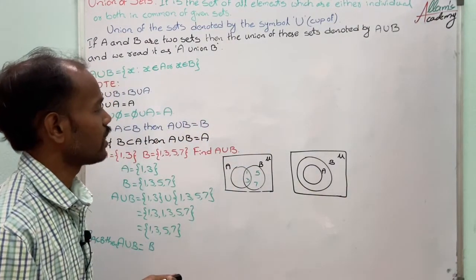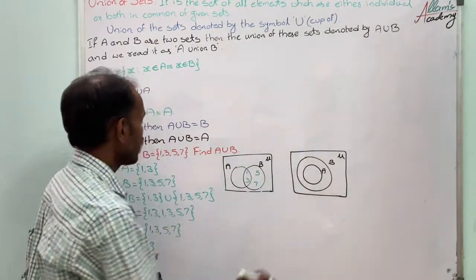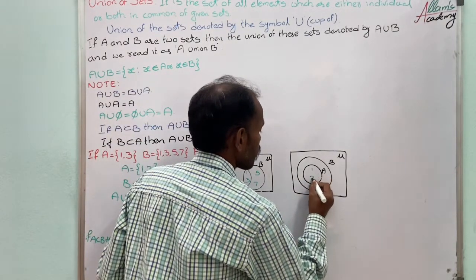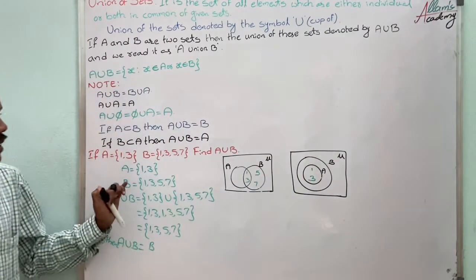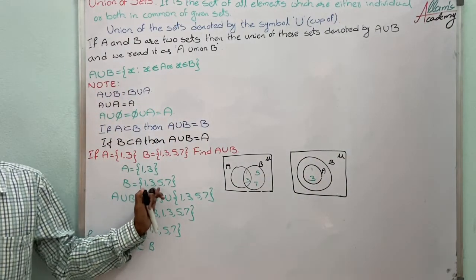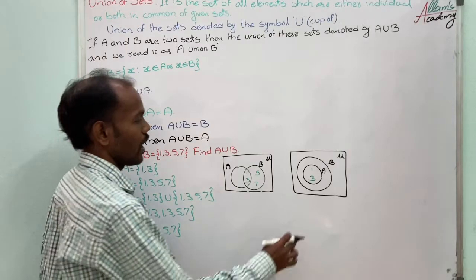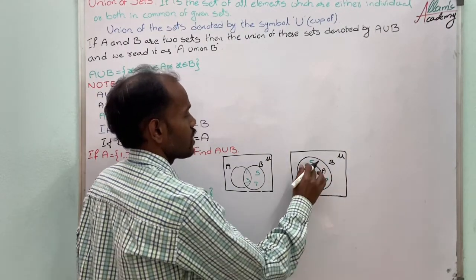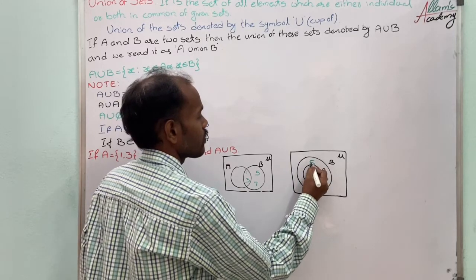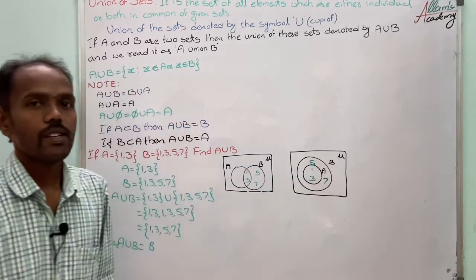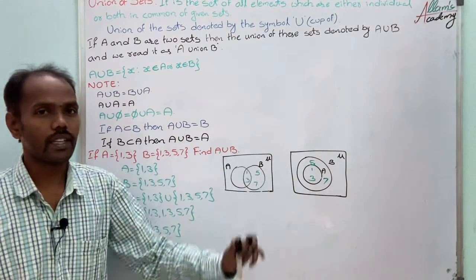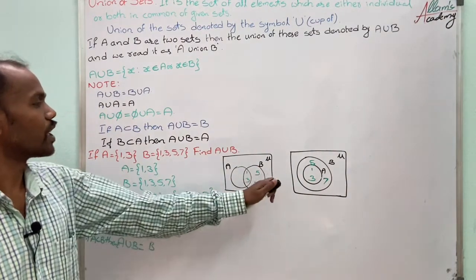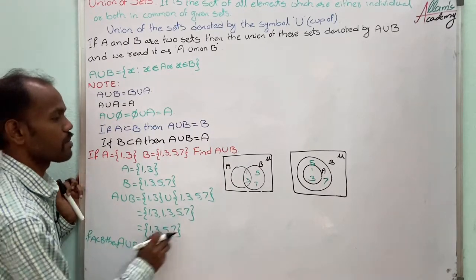So here the set A contained the elements 1, 3 and the set B contained the elements 1, 3, 5, 7. So 1, 3 we have already written here, so the remaining elements are 5, 7. So in this model also we can represent the Venn diagram of A union B if A is a subset of B.